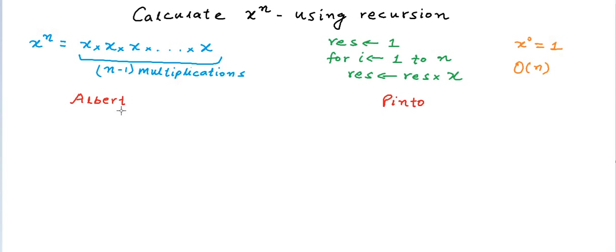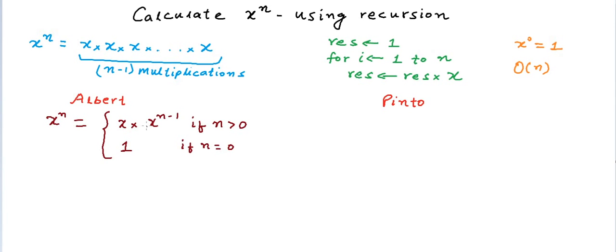To solve a problem using recursion, we first need to define a recurrence relation or a recursive definition. So Albert says that x to the power n can be written as x into x to the power n minus 1, and this is true for all n greater than 0. For n equal to 0, x to the power 0 is simply equal to 1. So x to the power n being equal to x into x to the power n minus 1 is a recurrence relation, because x to the power n is expressed in the form of x to the power n minus 1, and this second condition is our base condition.